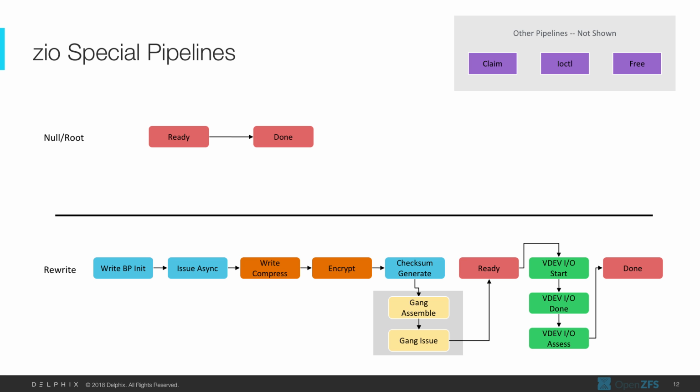There's also a special case that happens where you can transform a write pipeline to a rewrite pipeline in the case of sync to convergence when we're actually trying to finish fleshing out a transaction group.